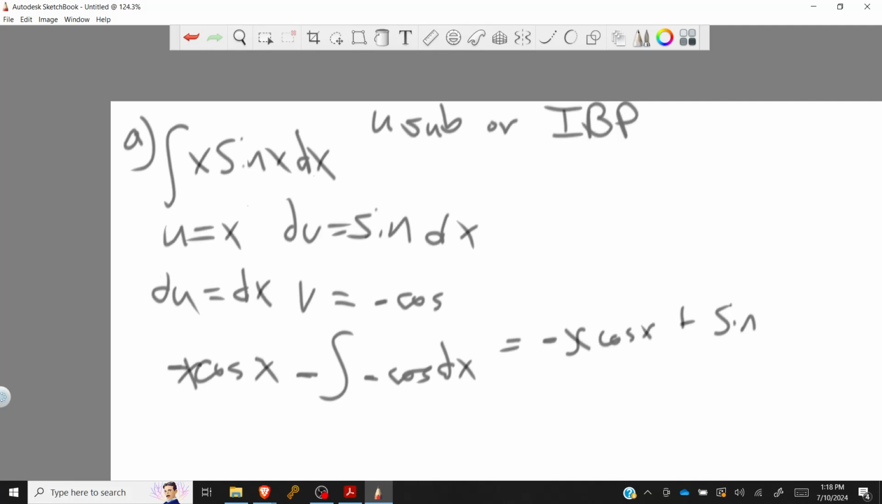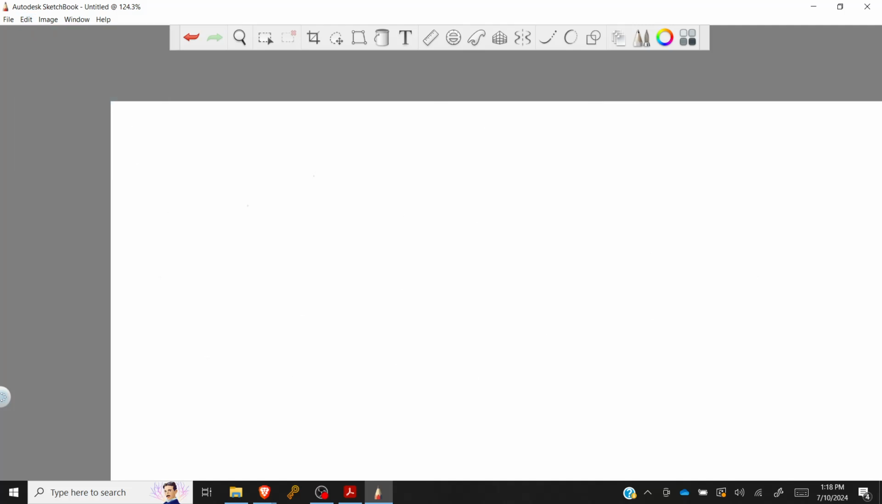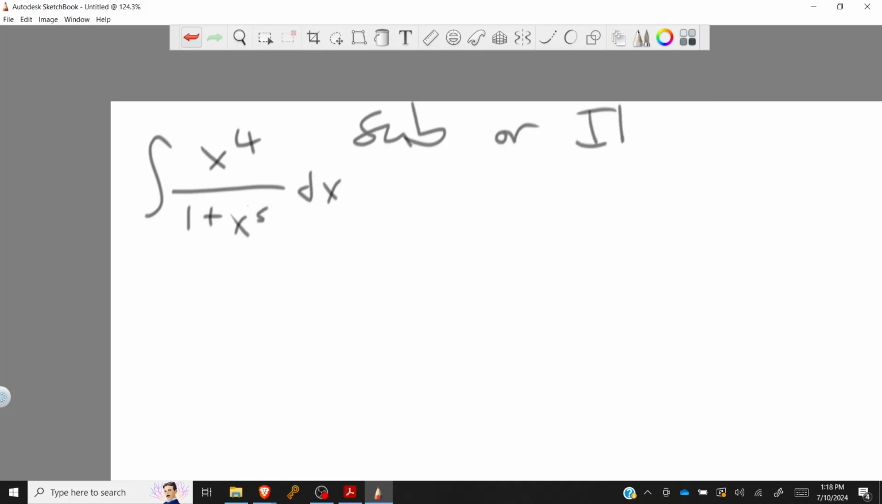If you tried to do a u sub, like u equals x, then you'd just be left with the same problem. But so that's the first one. Then let's look at this second one. Whoa. This is x to the fourth over 1 plus x to the fifth dx. So would you use u sub or integration by parts?